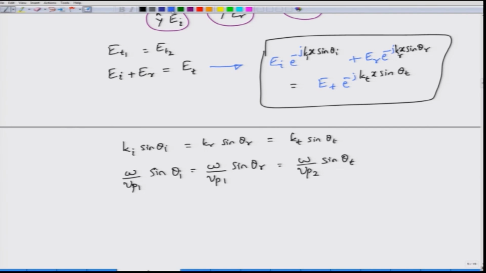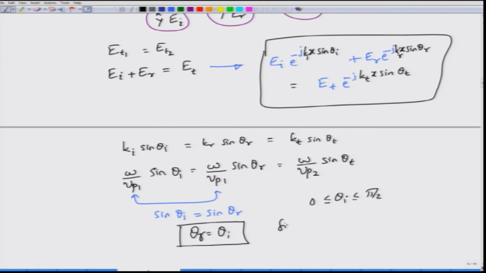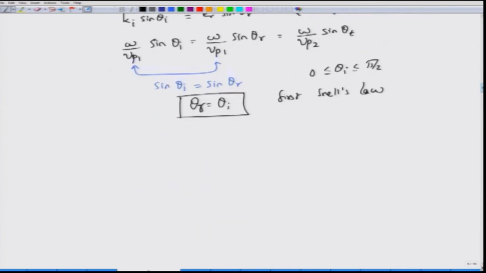Now, take the first two equations. In the first two equations, you can see that omega by Vp1 on both sides will cancel. So, what you get here is sin theta i equals sin theta r, and because your theta i and theta r are between 0 to pi by 2, you are looking at two quantities whose sines are equal and the angles are between 0 to pi by 2. The only condition that will be valid is when theta r equals theta i. So, this is your first Snell's law, correct. First Snell's law, which says that angle of reflection is equal to angle of incidence.